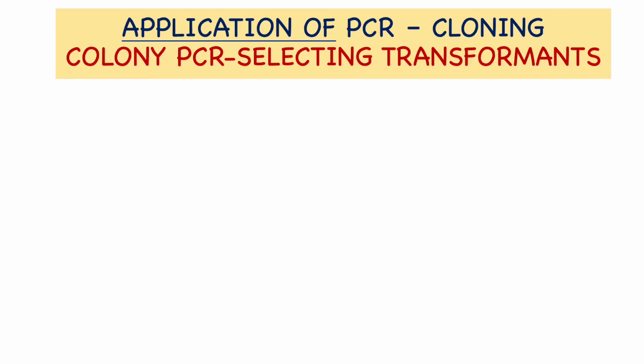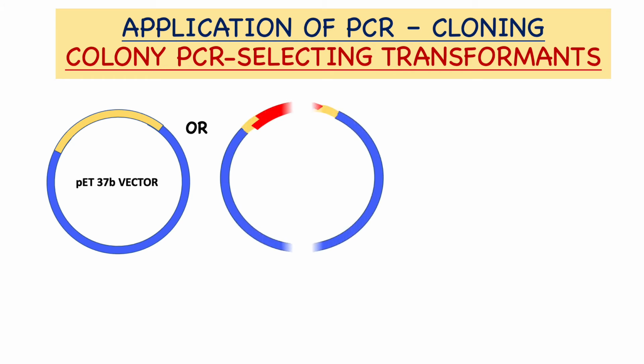Colony PCR can be used to screen the presence of gene of interest in transformed bacteria. In cloning experiments, some plasmid vectors may not receive the gene of interest, hence they need to be selected. A small portion of transformed bacterial colonies is used, and we can use vector-specific and gene of interest specific primers.